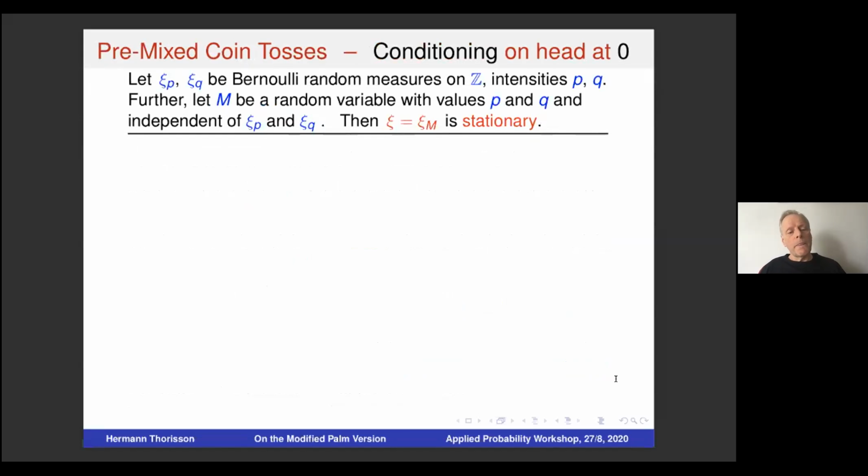Okay, so now I'm going to have two coins, one with probability P and the other one with probability Q. And I randomize which coin I use. So M is a random variable with values P and Q, independent of the coin tosses, with the P coin tosses and the Q coin tosses. So I choose a coin at the beginning and throw the other coin away and don't use it at all.